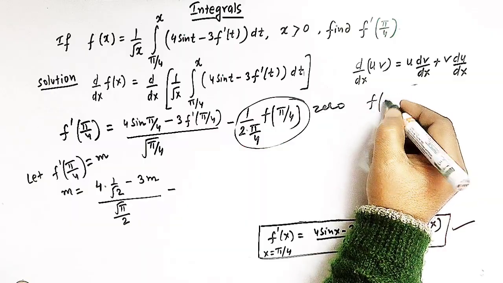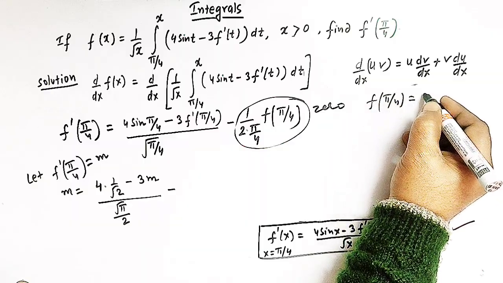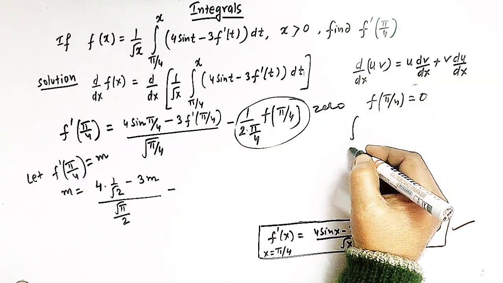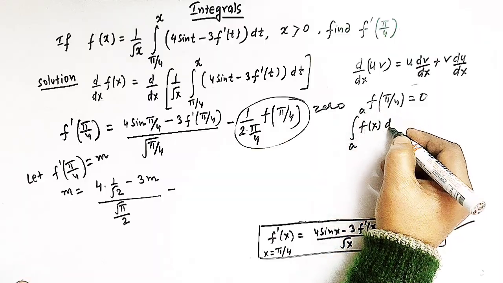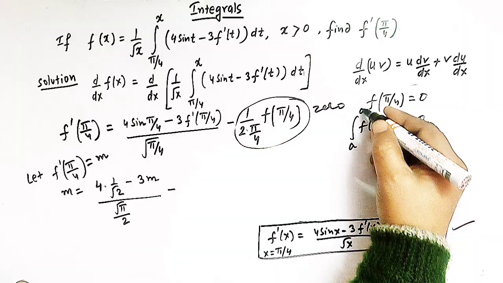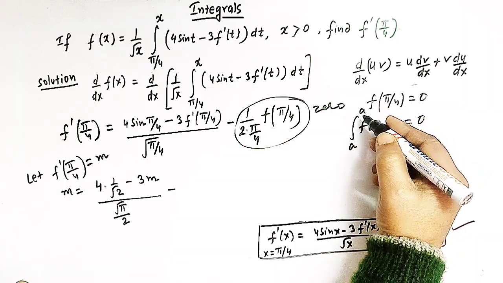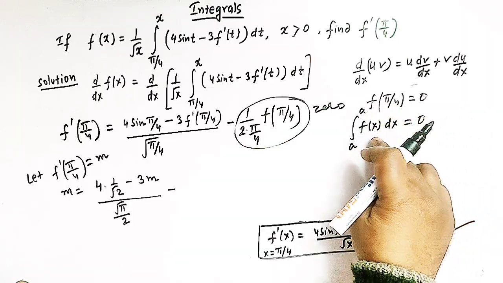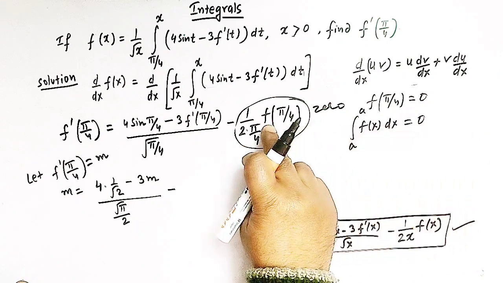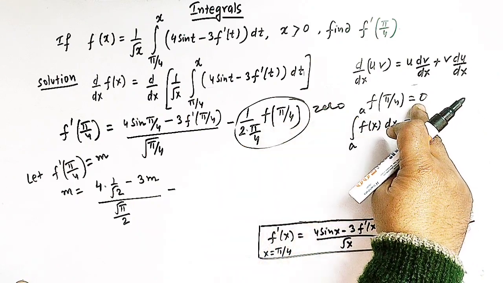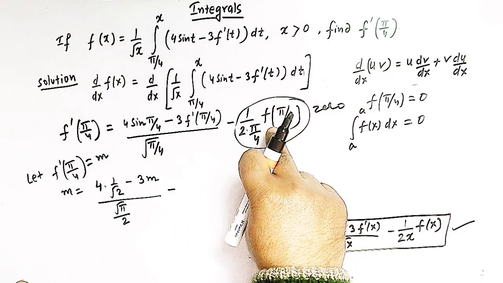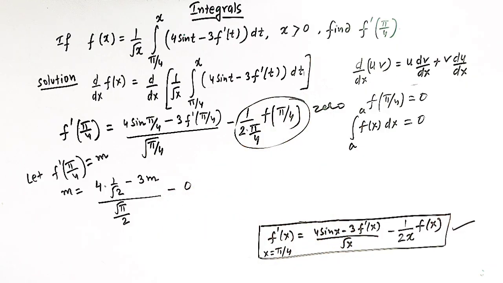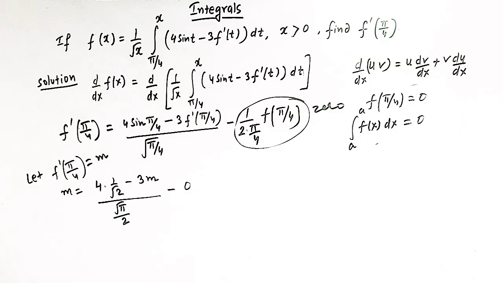So f of pi by 4 is equal to 0 due to this property, that is the integral from a to a of f of x dx is equal to 0. So when the limits of integration are same, then the value of the integral is 0. So f of pi by 4 is equal to 0. So this entire expression is equal to 0. So here we have 0. So now let us rearrange the terms here.